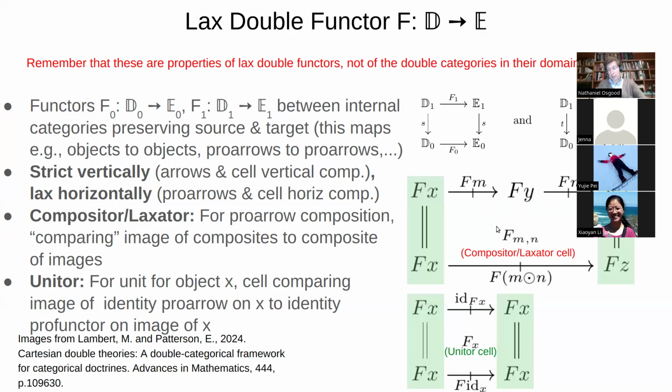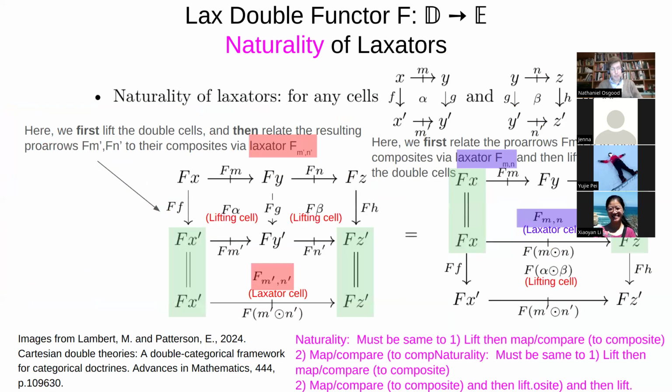When we hit it with the lax double functor, we can specify what, if we have a pro arrow x to y and another pro arrow from y to z, we can, as it were, choose a compatible pro arrow from x to z in the target. It has to be within constraints. And there's a similar thing for unitors, mapping from the identity on the image to the image of the identity. These are morphisms. Now, I could dwell on the naturality of the laxator, or the compositors. I'm going to use the terms interchangeably.